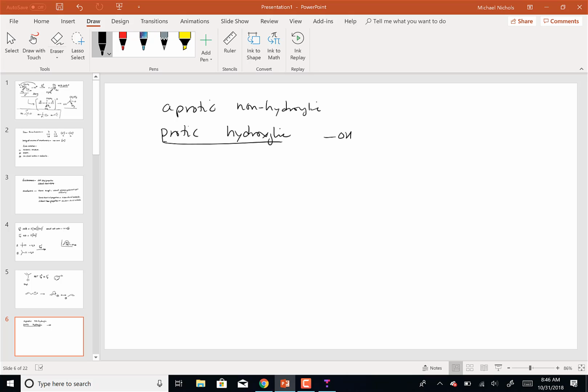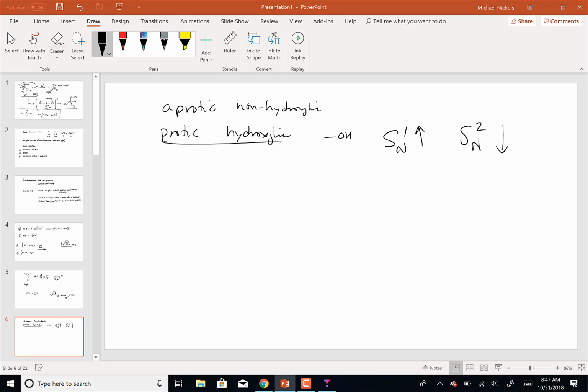What does it do to an SN1 mechanism? Speed it up, slow it down? Speed it up. What does it do to an SN2 reaction? Slows it down. What does the other solvent do? The opposite. Right? So instead of memorizing four things, you can be more efficient and just learn two.